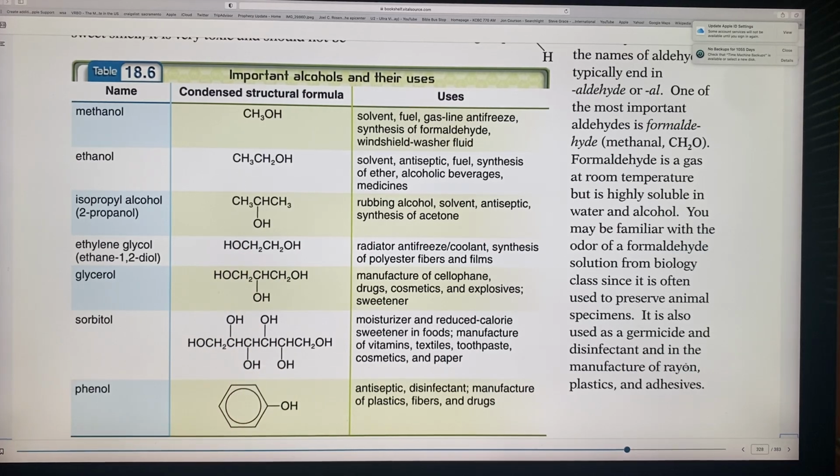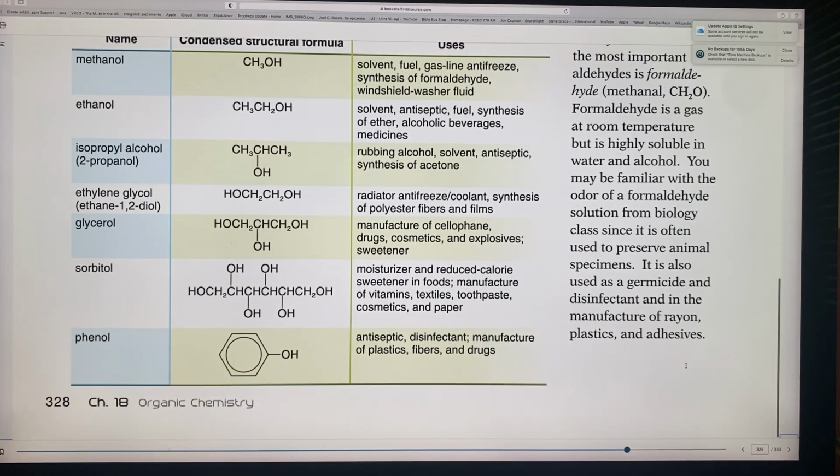Each one of these has an OH in it. So radiator antifreeze, cooling systems, polyester fibers. Glycerol: manufacture of cellophane, drugs, cosmetics. Sorbitol: look how big sorbitol is here. Moisturizer, sweetener in reduced calorie foods, manufacture of vitamins, textiles, toothpaste, cosmetics, and paper. And phenol here: see how this has this ring of delocalized electrons, this is an aromatic. It's an antiseptic, disinfectant, and used in manufacturing plastics, fibers, and drugs. That's phenol, so that's just what I went over already.